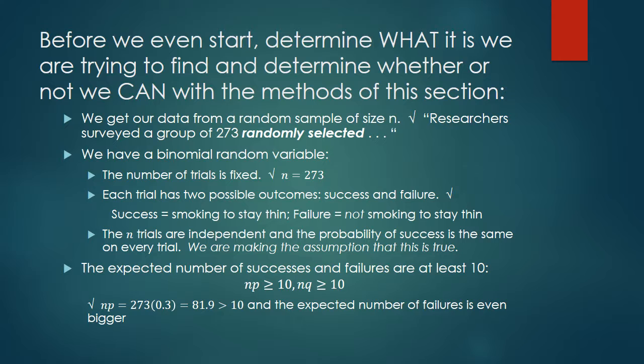Do we have a binomial random variable? Well, do we have a fixed number of trials? Yes, 273 teen girls are selected. Each trial has two possible outcomes, success and failure. Well, again, success is smoking to stay thin. Failure is not smoking to stay thin. Two possible outcomes. The n trials are independent and the probability of success is the same on every trial.